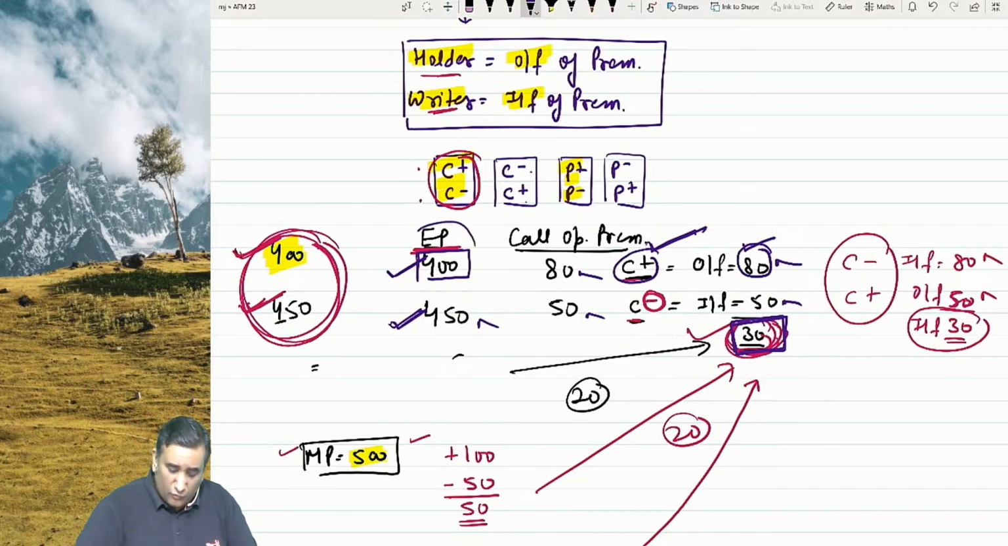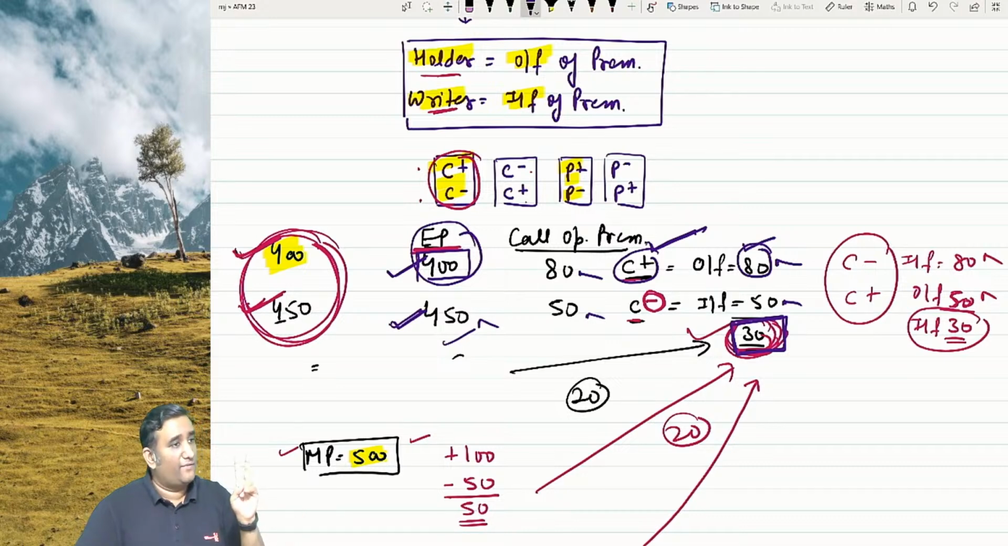So call option of a 400 will give me a profit because I'm a holder. The writer will have a loss. My profit would be in a certain range. If the price falls below 400, call option would lapse. I'm saying call option would lapse, whether it was a writer or holder. Below 400, both options would lapse.